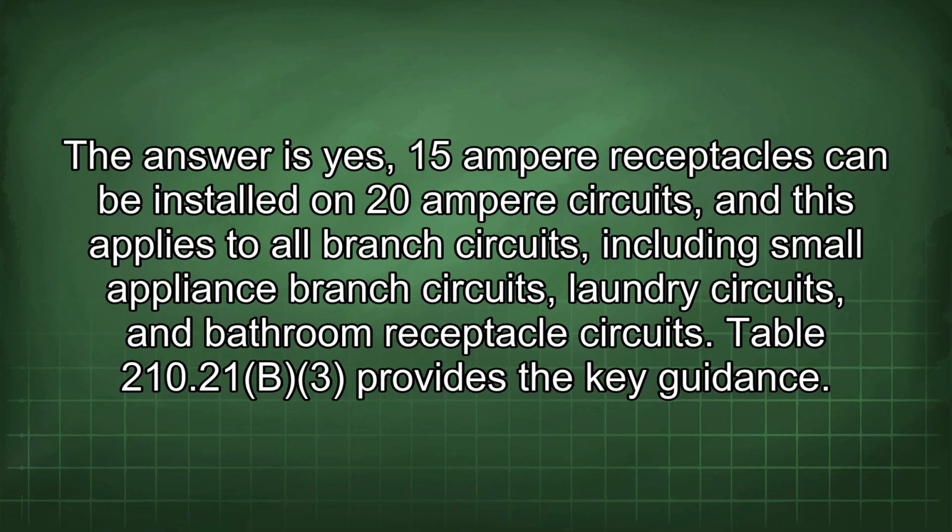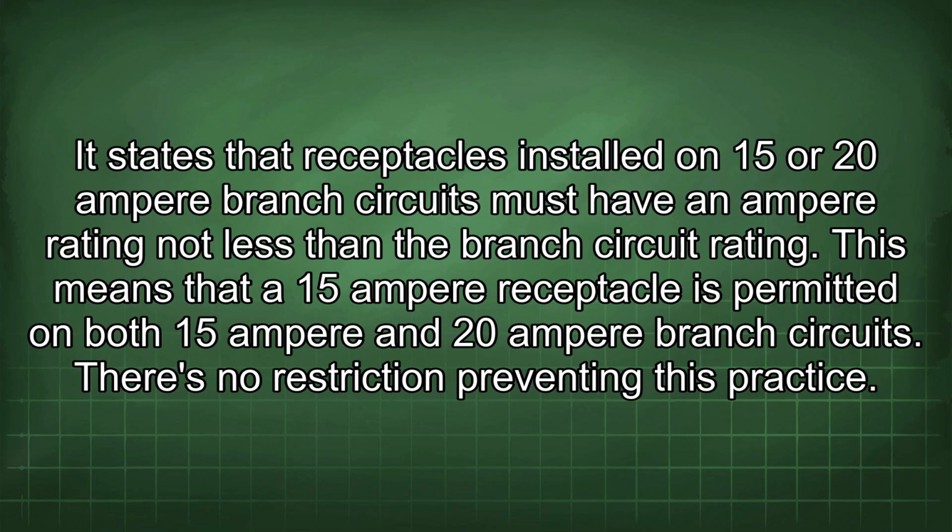210.21(B)(3) provides the key guidance. It states that receptacles installed on 15 or 20 ampere branch circuits must have an ampere rating not less than the branch circuit rating. This means that a 15 ampere receptacle is permitted on both 15 ampere and 20 ampere branch circuits. There's no restriction preventing this practice.